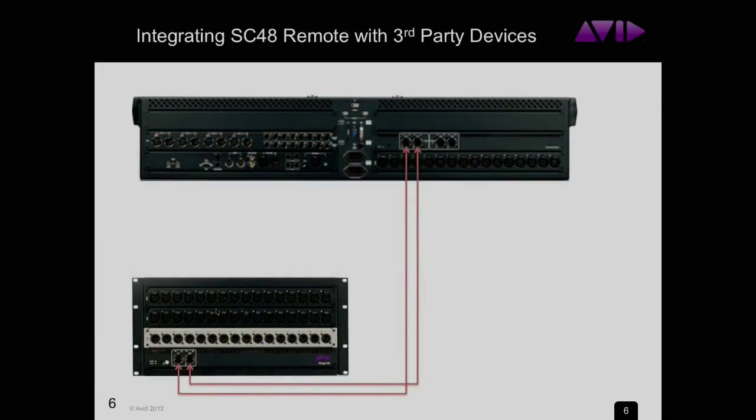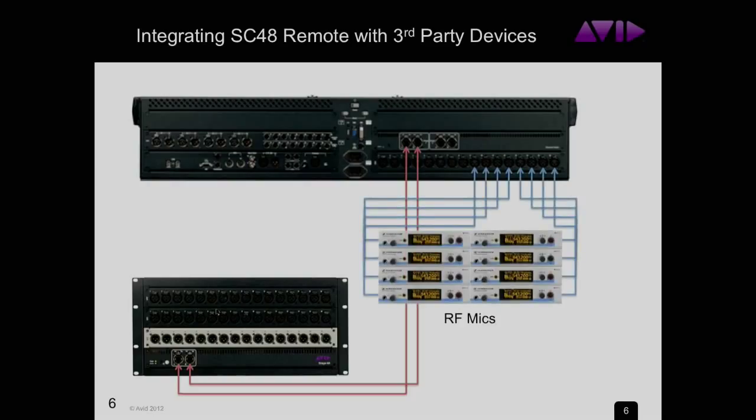So let's take a look at a few of those and maybe talk about how we might want to integrate the SC48 remote with some third-party devices to help us out a little bit. As you can see here, we've gone back to our basic package. We've got 32 inputs located remotely, 16 outputs located remotely, 16 mic line inputs located at the console, and we have the IOX card installed.